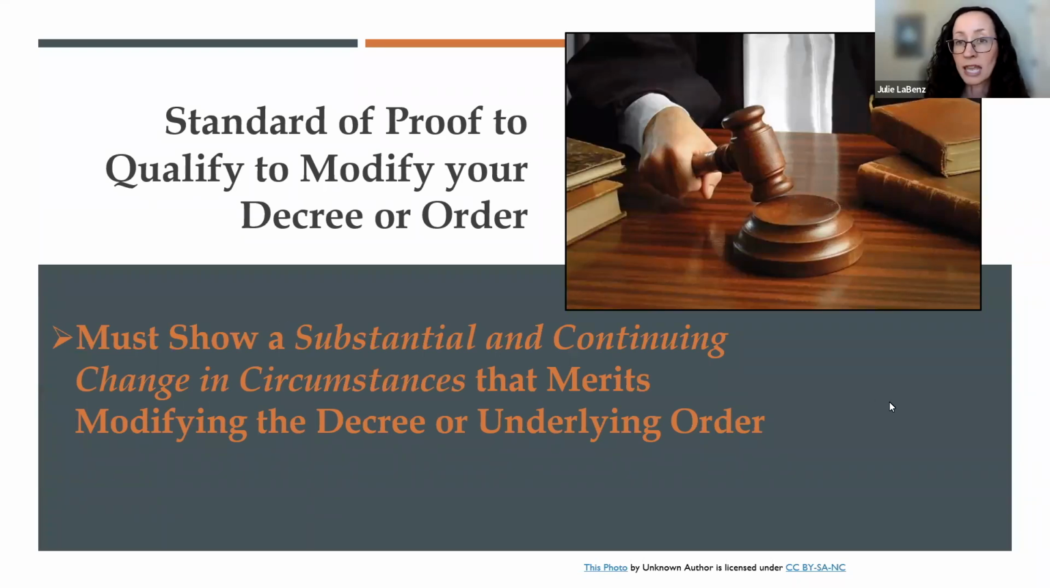This is going to be for any type of modification: spousal maintenance, legal decision-making, parenting time, child support. You need to show a substantial and continuing change in circumstances that merits modifying the decree. So there could be a substantial and continuing change, but it doesn't merit modifying the decree. So you need to connect the two and show, for example, we can't keep this week on, week off parenting plan because mom is moving to another state and there's no way we can do week on, week off. That's a substantial and continuing change.